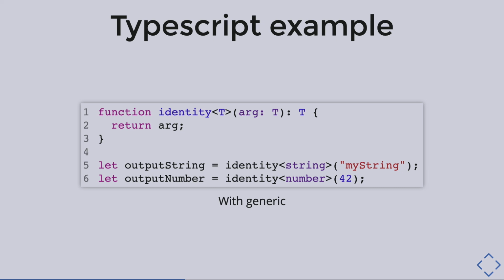So with generics, we see the angle bracket T. I define my generic here, and then I can use my generic in the type int or in the return type of the method. And then I can use identity, angle bracket, the type I want to use, so string, number, etc. Also, TypeScript could infer the type of a simple method without the angle bracket, but for more complex implementations, it won't be possible.